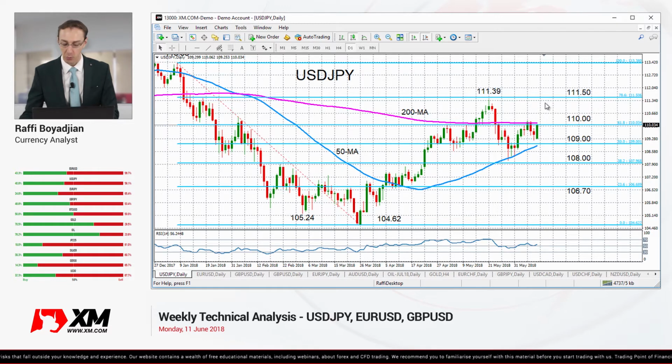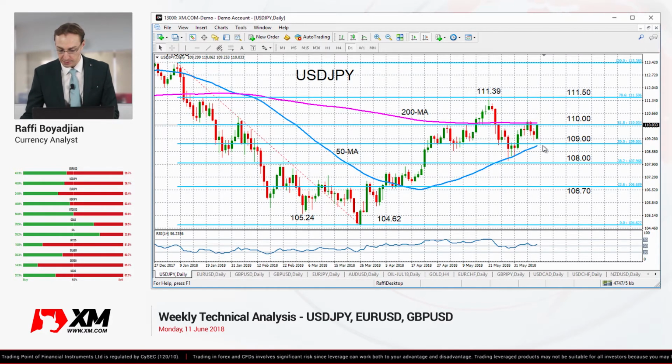Above that, we would need to see prices challenging that May peak of 111.39 in order to see a resumption of the medium-term uptrend that began back in March, and then that would also point to a more convincing bullish picture in the medium term.